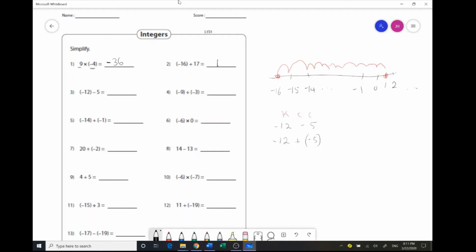Now I'm back to adding integers. Start with negative 12, which is here. I have to move 5 units to the left because I'm adding a negative number. So you do the math, you fill in all the answers, 1, 2, 3, 4, 5. You will end up reaching negative 17. That's my final answer.